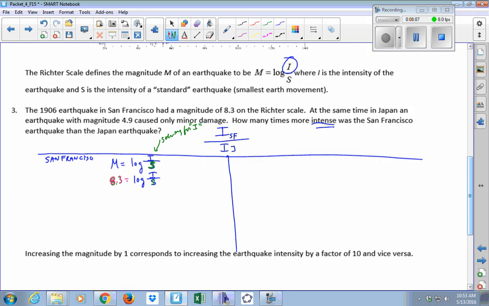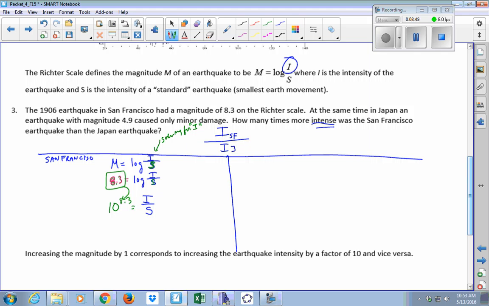So what's really nice, log equations are so easy to solve because you can convert every single log equation to its corresponding exponential equation. So we know that a log base 10 can be rewritten as 10 to some power. What power? Well, we know that every single log is an exponent. So the output of a log is the input of our exponential equation. So 10 to the 8.3 is going to equal I divided by S. So I just convert that log equation to its equivalent exponential equation.